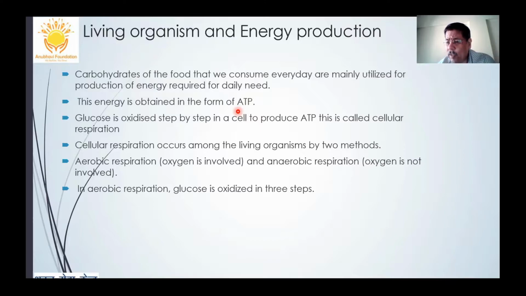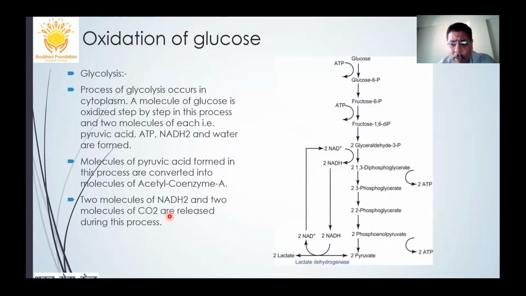For that, the chief substrate, meaning a substance which will be oxidized, is glucose. Glucose is oxidized step by step in a cell to produce ATP, which is called cellular respiration. Cellular respiration occurs among living organisms by two methods: aerobic respiration, where oxygen is involved, and anaerobic respiration, where oxygen is not involved. In aerobic respiration, glucose is oxidized in 3 steps. We are going to talk of aerobic respiration, which occurs in human beings.